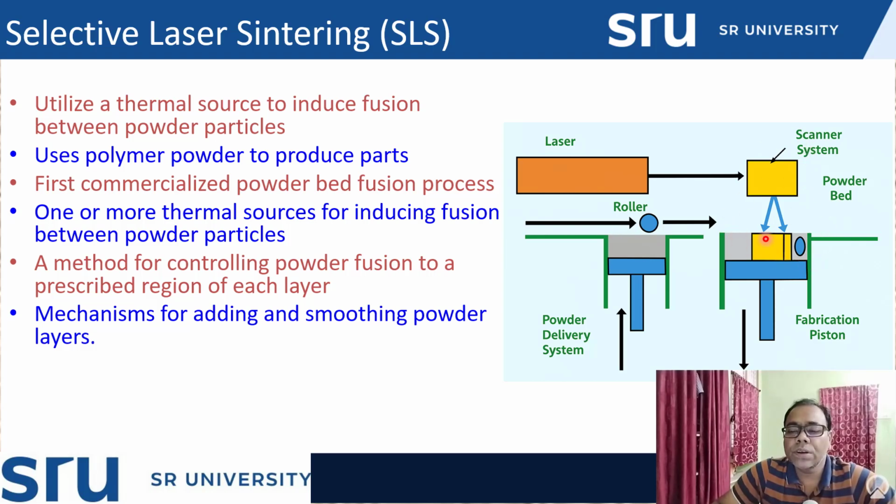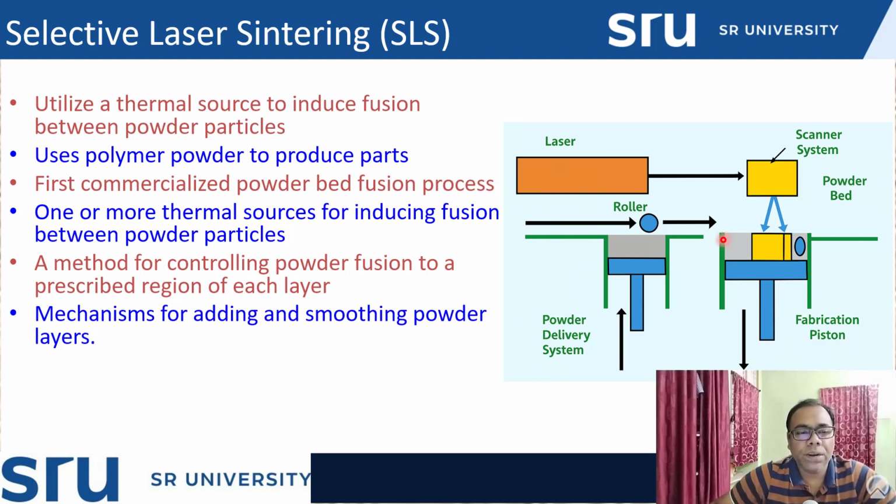Once a new layer has been spread, this laser will scan the area where printing is required. On those selected areas only, the heating and fusion will take place. Once one layer of the part printing is done, one can go for the next, and the task is repeated.